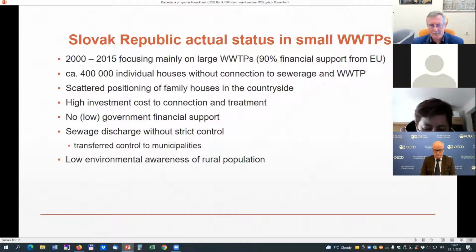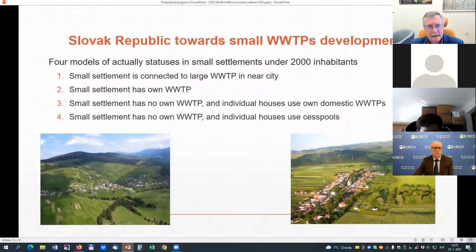Generally, we can say that water management in small settlements was transferred to municipalities actually, and this municipal policy is not so easy to work with, with people in small settlements and so on and so on. And I can say that there is a little bit lower environmental awareness in the rural population, mostly in the older generation of people. If I'm speaking with my students, I hope in a few years it will be better, and this environmental awareness will be better in the young generation, and it's probably normal.